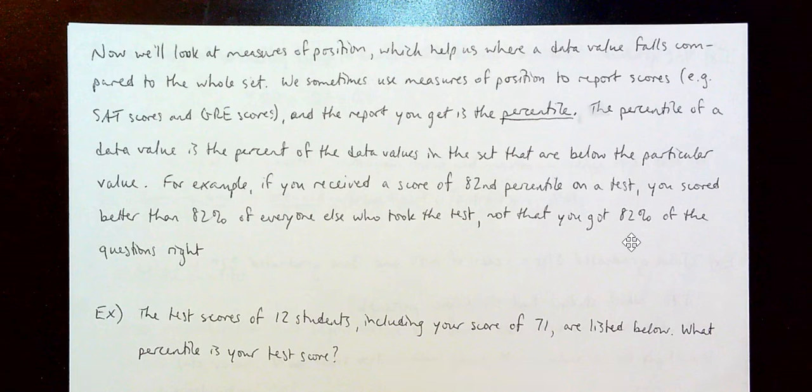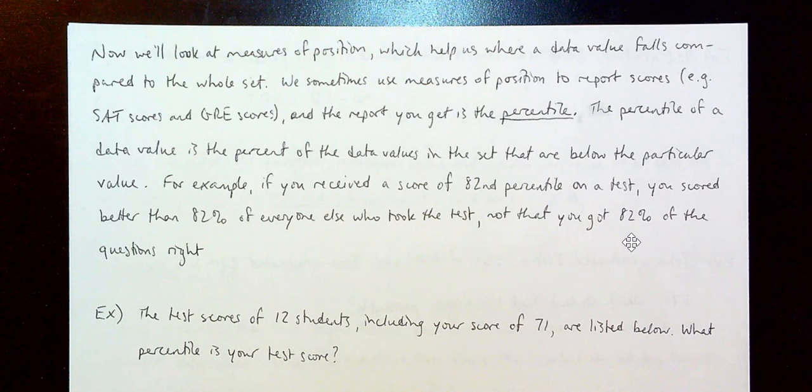In this video, we are continuing to talk about statistics, and we are going to look at measures of position. Measures of position help us to figure out where a particular value of data falls compared to the entire set. We sometimes use measures of position to report scores, like testing scores. This is commonly done with tests like the SAT or the GRE. The GRE is like the SAT, but for going into a graduate program.